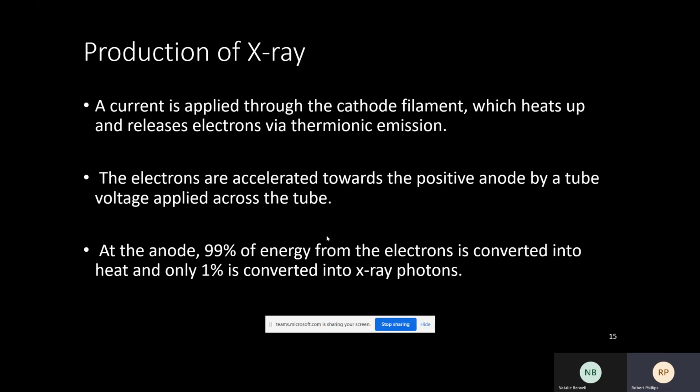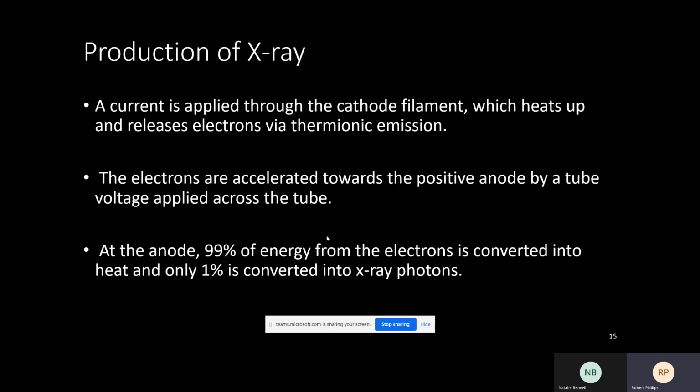And at the anode, electrons strike the target material, and 99% of its kinetic energy is converted into heat, and only 1% is converted into X-ray photons. So 99% of the electron's kinetic energy is wasted. We don't need that heat.